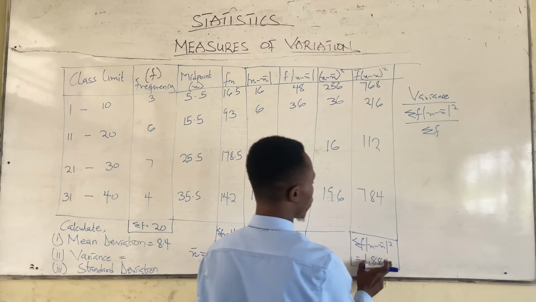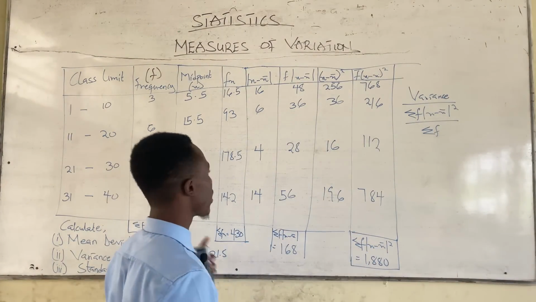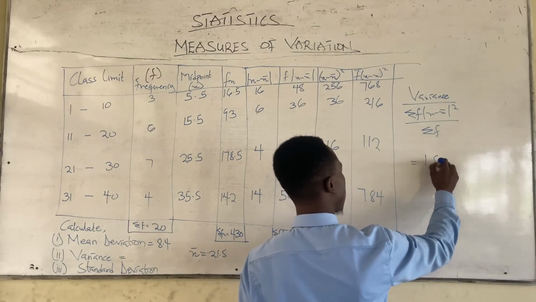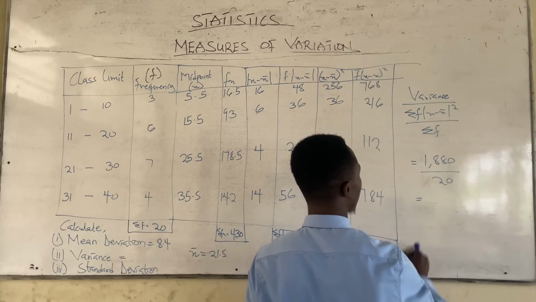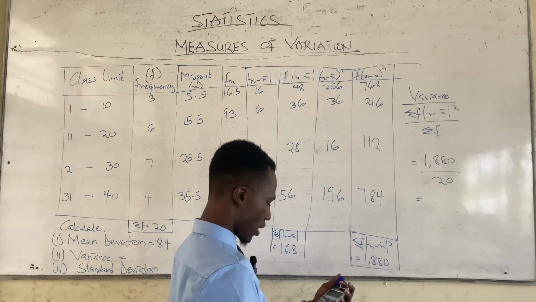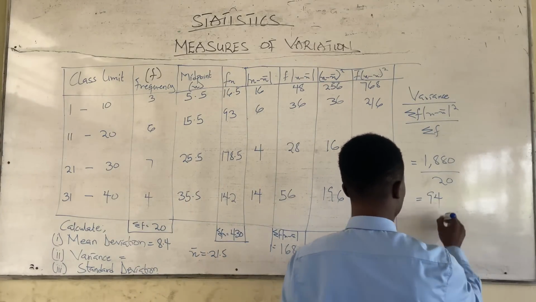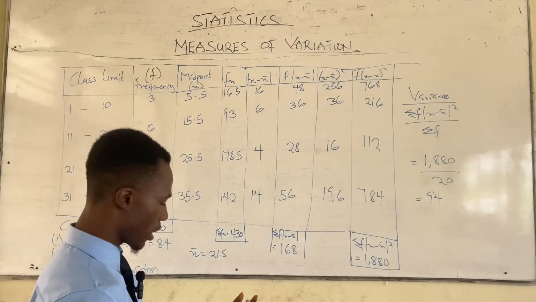So this is what we are going to divide by the summation f. So this over this. And so now we say our variance is equal to 1880 divided by 20. And so we can say our final answer is 94. Our final answer is 94. I hope you get it.